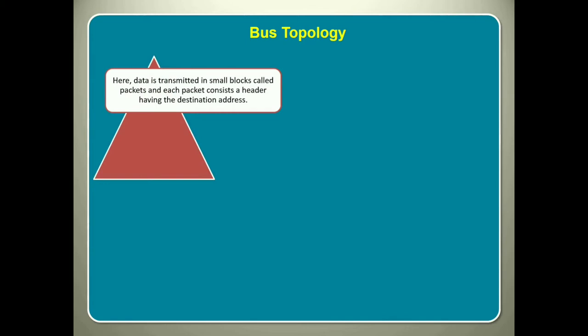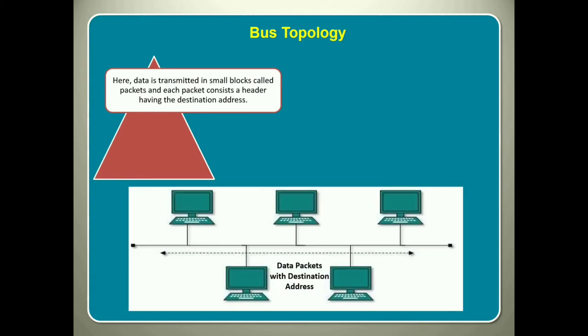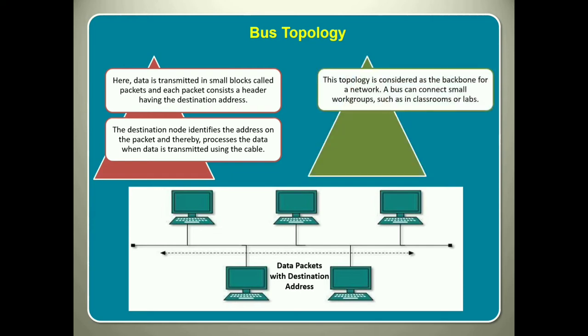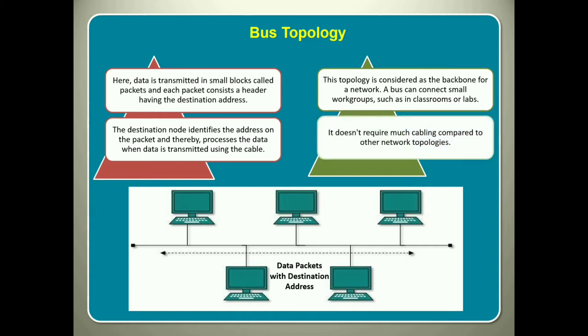Here, data is transmitted in small blocks called packets, and each packet consists of a header having the destination address. The destination node identifies the address on the packet and thereby processes the data when data is transmitted using the cable. This topology is considered the backbone for a network. A bus can connect small work groups, such as in classrooms or labs, and doesn't require much cabling compared to other network topologies.